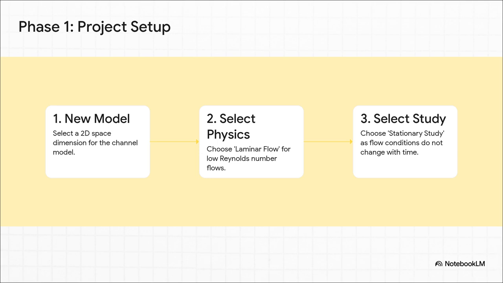We're going to use the model wizard, and we just have to make 3 key choices. We'll work in 2D since our channel is just a basic rectangle. For the physics, we're going to choose laminar flow. This just describes a smooth, predictable fluid movement. Think of honey pouring slowly, not a raging river. And finally, we'll select a stationary study. That just tells COMSOL that we want to see the final, stable, steady state of the flow, not the messy process of it just starting up.